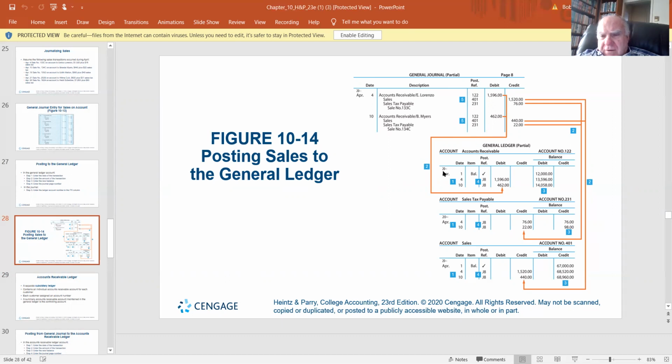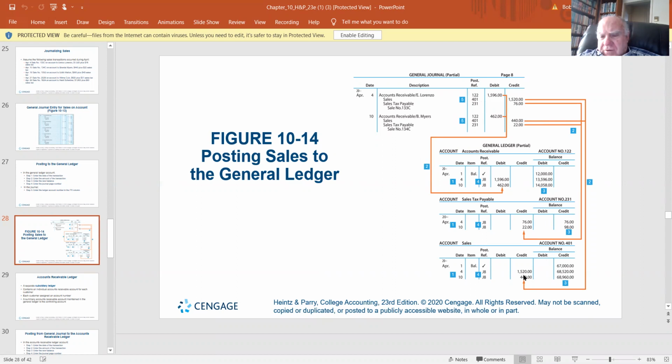We come down here, $1,596. We had a $462 sale to Brenda Myers. That comes right down here to $462. Look at the ancillary items. The sales amount, the exact amount of the merchandise we sold, was $1,520 for Lorenzo and $440 for Myers. So we come all the way down to the sales here.